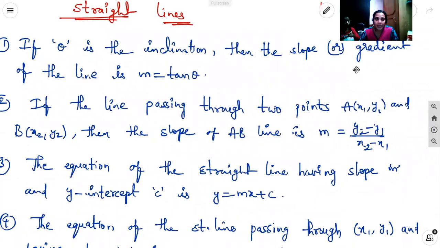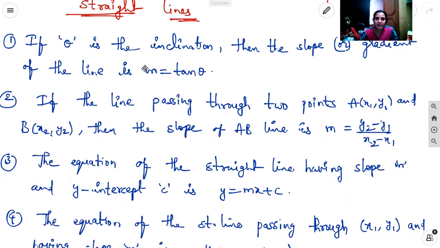Here, the first formula is: if theta is the inclination, then the slope or gradient of the line is m equal to tan theta. If we know the angle of inclination, the slope is related to tan theta. When we know the angle and want to find the slope, we simply find the tan ratio of the angle, and that is the slope or gradient of the line.